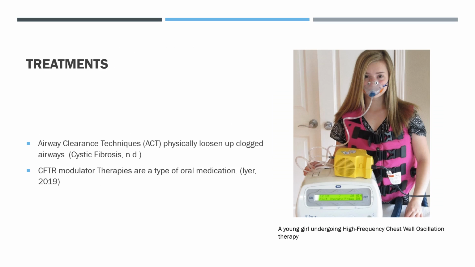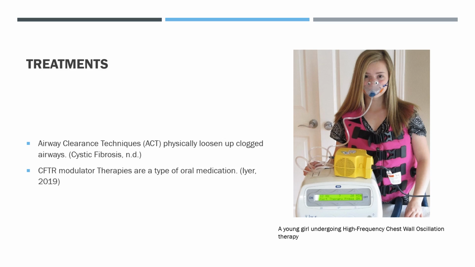So right now, there are several different types of treatments. There are certain ones that only help relieve symptoms though, and these would be called airway clearance techniques. These are actually effective because they physically loosen up clogged airways. And for example, on the right, you can see a girl using high frequency chest wall oscillation. And this is actually a vest you can wear that vibrates at a high frequency to loosen up any mucus that might be in there.